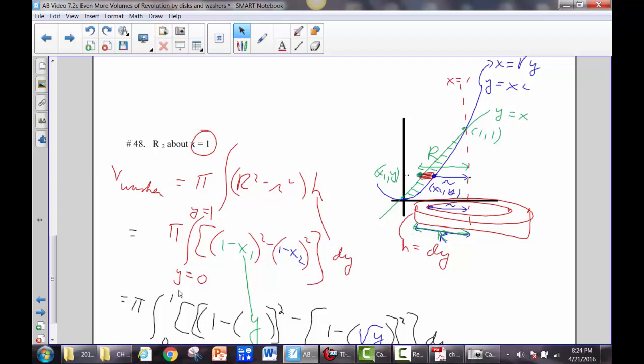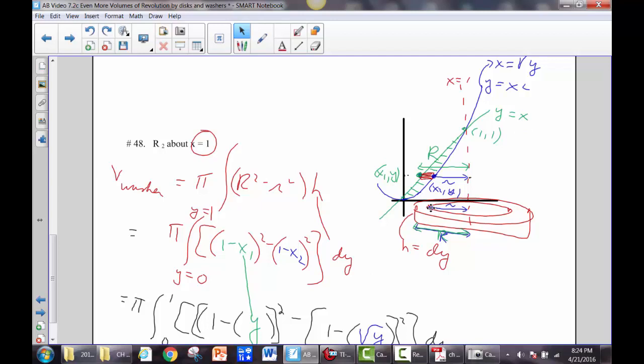Since that's y, it has to go from y equals 0, the bottom border, to y equals 1, the top border. Now, for the radii, the big radius goes from here to here, so you're going to have to take 1 minus this. This right here I'm going to call x1, because it's on the green line. The x coordinate on the green line y equals x is equal to the y coordinate.